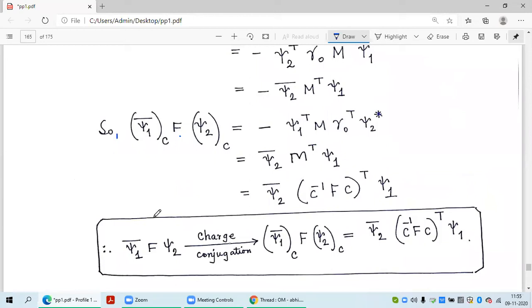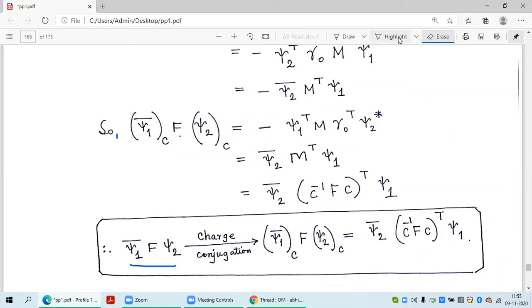Okay, so let me proceed. So we have seen that this object under charge conjugation transforms like this. Look at this object very carefully. Just stare at it. That's why I left it here. The charge conjugation swaps the position of fields psi1 and psi2 here. You will not recognize it if both are the same fields.